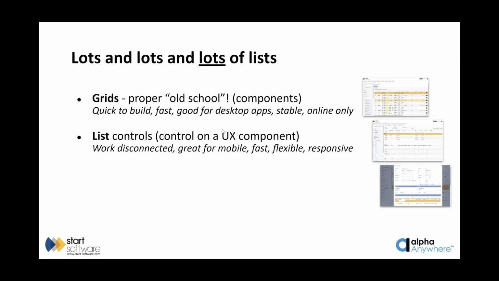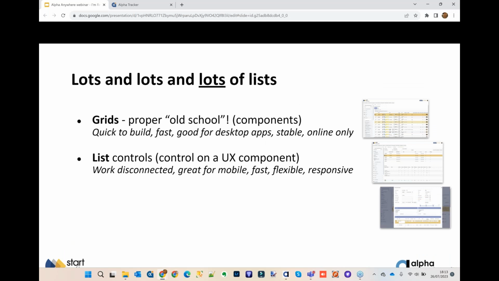With a list, because it's trying to pull the data down so that you can work offline, you do have to try a little bit harder to make it efficient if you have lots of records in the table. And if we've got time today, I'll show you how to do that. They're very flexible, and as I mentioned before, they're responsive. So let's have a look at a real list example.